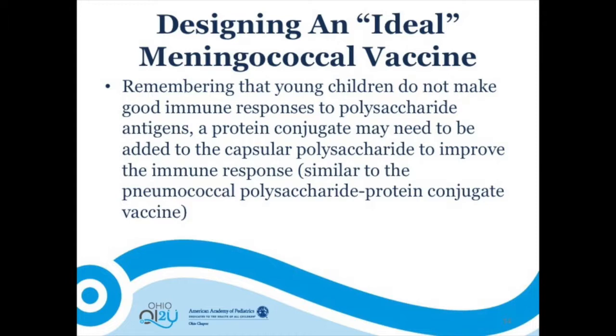An important point to remember is that young children do not make good immune responses to polysaccharide antigens. So a protein conjugate may need to be added to the capsular polysaccharide to improve the immune response. And that's similar to what's done with the pneumococcal polysaccharide protein conjugate vaccine. This is how the pneumococcal polysaccharide protein conjugate vaccine, which is part of the recommended immunization schedule to protect infants against pneumococcal disease, is made. Next slide.